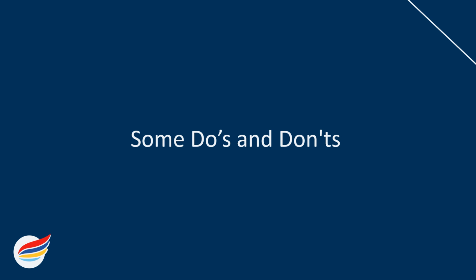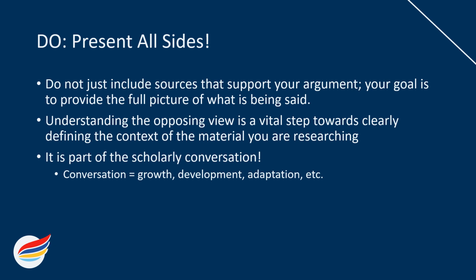Now let's talk about some do's and don'ts of literature reviews. Further, the goal of the literature review is to review all of the literature and to present the entire conversation. The opposing view on any perspective is critical because it will allow you to define the context of your research question or idea. In a literature review, putting all of these ideas together will allow you to illustrate the current conversation in the community. You'll be able to see how the different perspectives are responding to each other and how one response grows and develops from another.